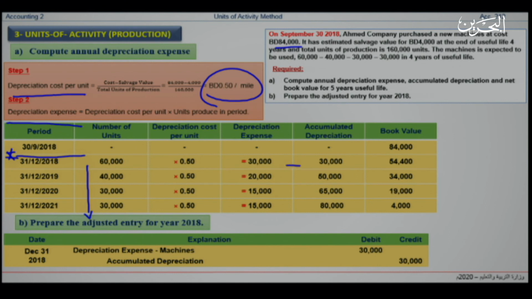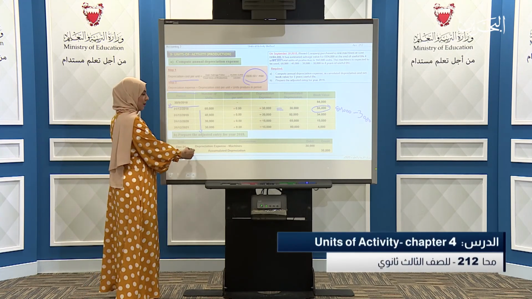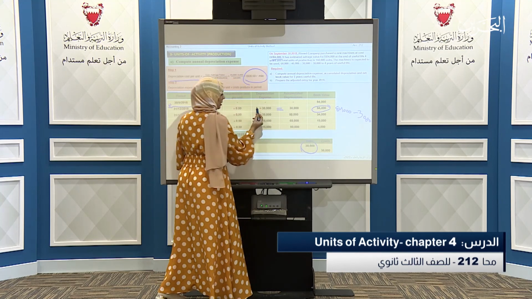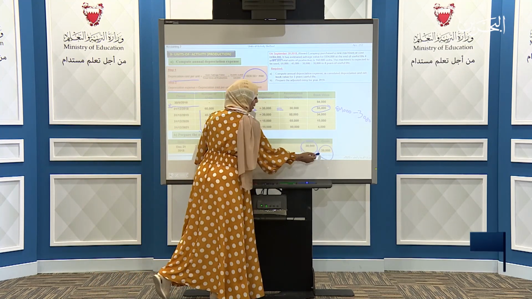The accumulated depreciation for the first period will be equal, so it will be 30,000. Shifting to the book value, I should take the cost, which is 84,000, minus the accumulated depreciation for this period, which is 30,000. And I will get the book value of 54,000. And I will continue in the same manner for the remaining periods. If I move to write the general journal for this transaction, I will write on the debit side the depreciation expense for the machine with an amount of 30,000 for the first period. And the accumulated depreciation on the credit side will also be 30,000 because it is for the same period.